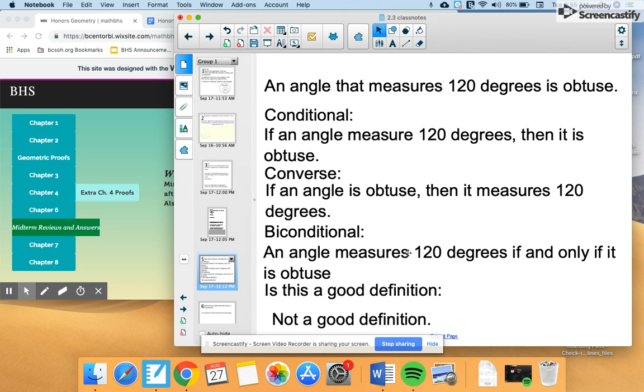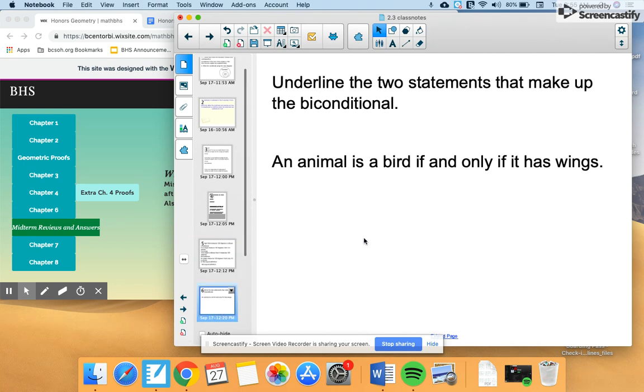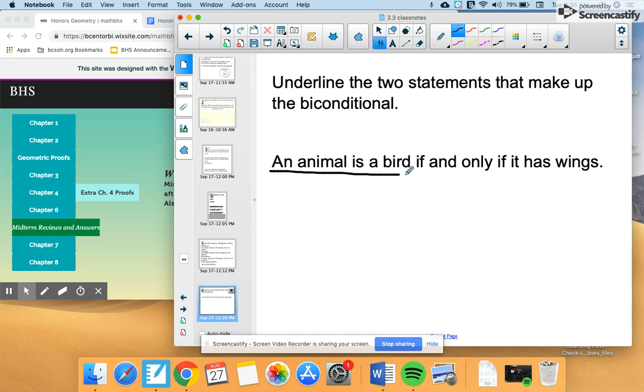All right, and then the last example, we're just going to write a biconditional off this. So we're going to look at the two statements that make up the biconditional. So the first statement is an animal is a bird, and my last statement is it has wings. So those are the two statements that make up the biconditional.